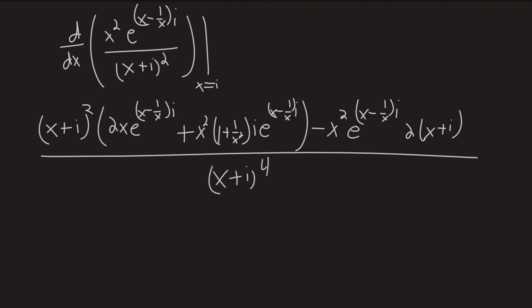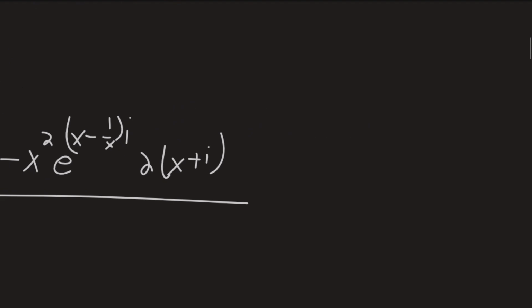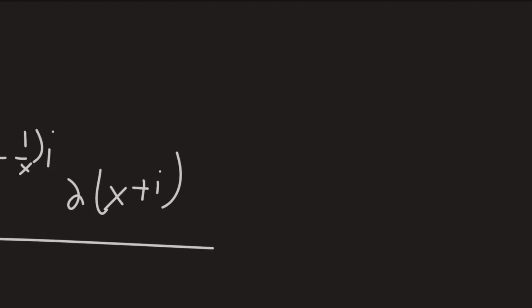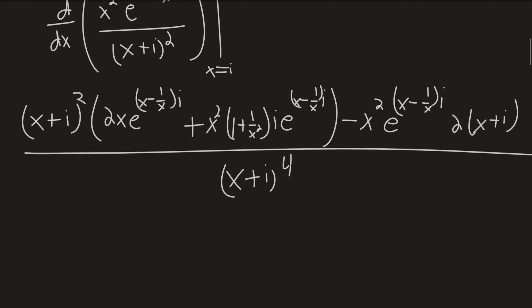And this is kind of nasty right here, but let's just note a couple of things over to the right to make this simplification process a little bit easier. If we're plugging in i here, you'll notice we have a lot of expressions of x minus 1 over x. But let's think about what this is. If we're plugging in i, you have i minus 1 over i, but we know that 1 over i is just equal to negative i, meaning that this right here is just equal to 2i.